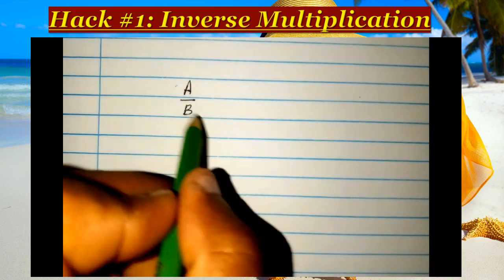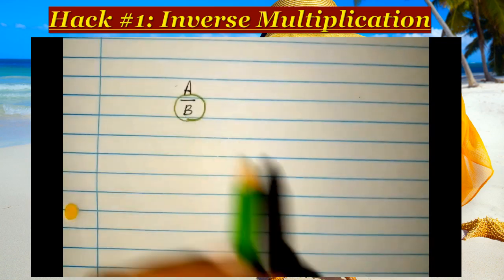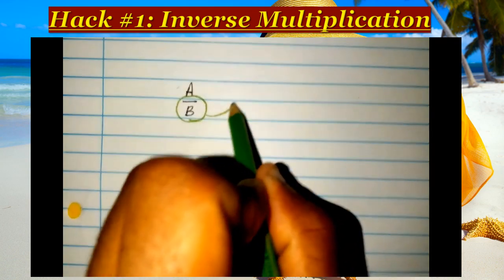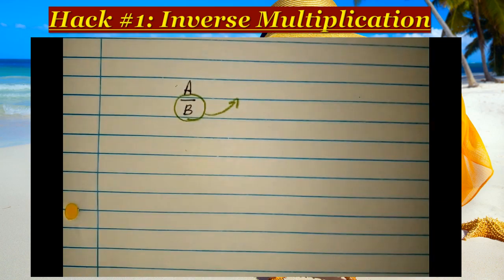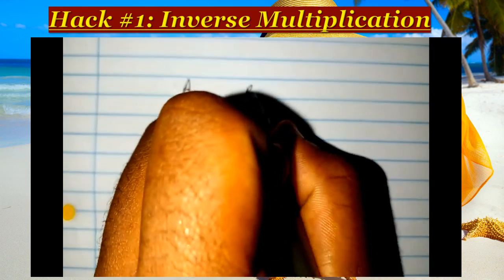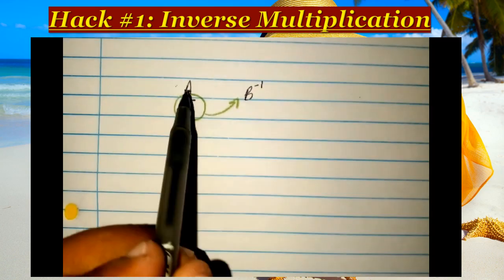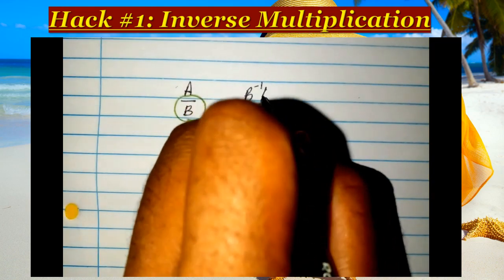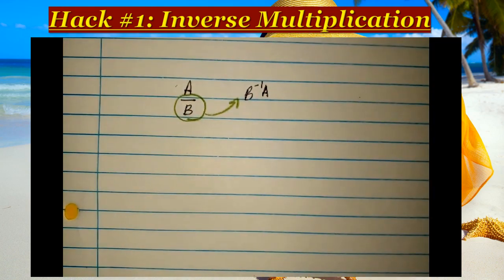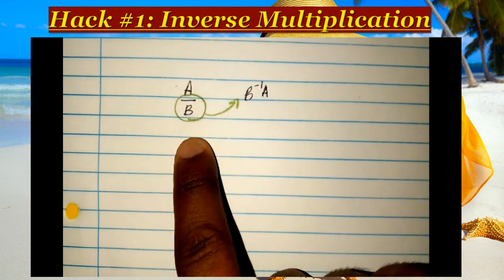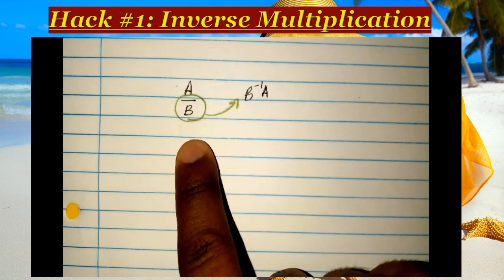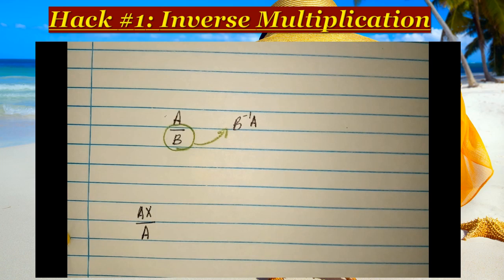So I can take this divided by B and we can rewrite it as B inverse, hence the name of the hack. And we're going to multiply it by the numerator. So B inverse times A is the same thing as A divided by B. Let's look at some more examples.